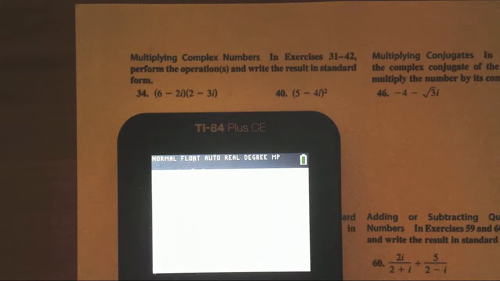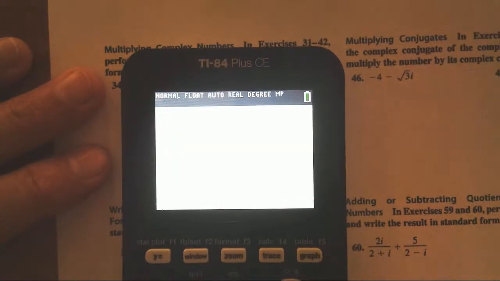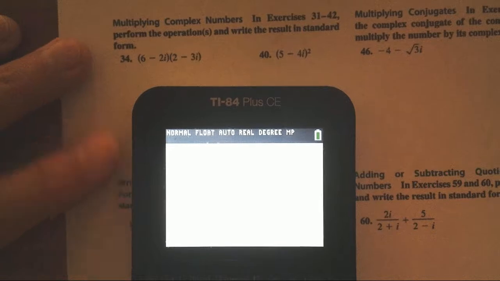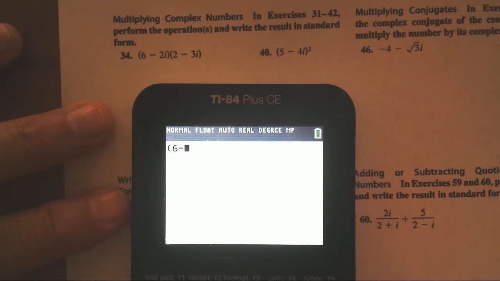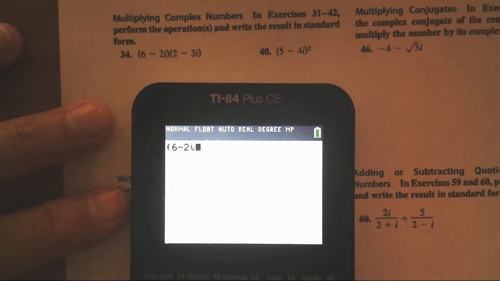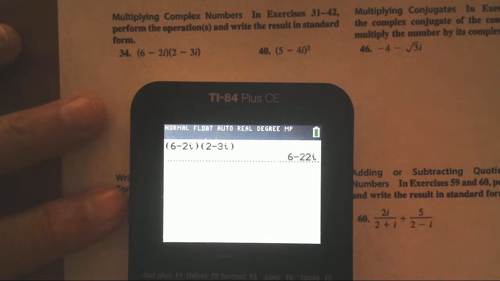So in here, as you can see, hopefully, there's our i right there, that's second decimal point. So I'm going to go ahead and enter this equation: parentheses 6 minus 2, second decimal point, there's my i, close parentheses, parentheses 2 minus 3, second decimal point, i. It actually does it for us.